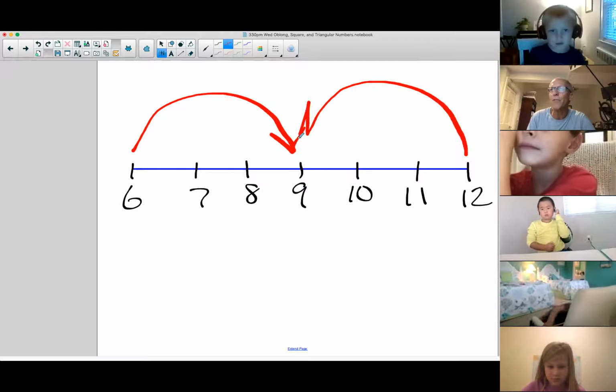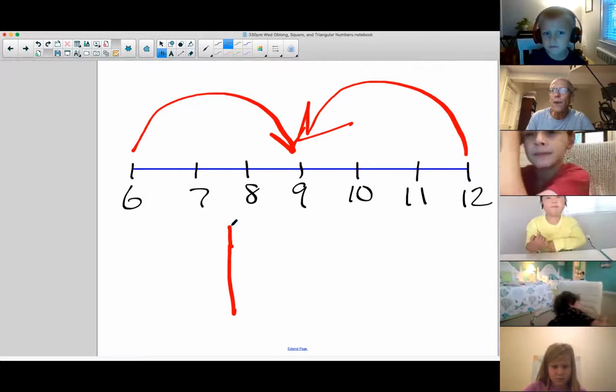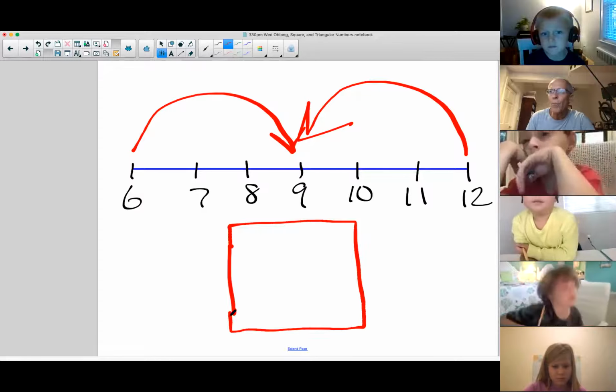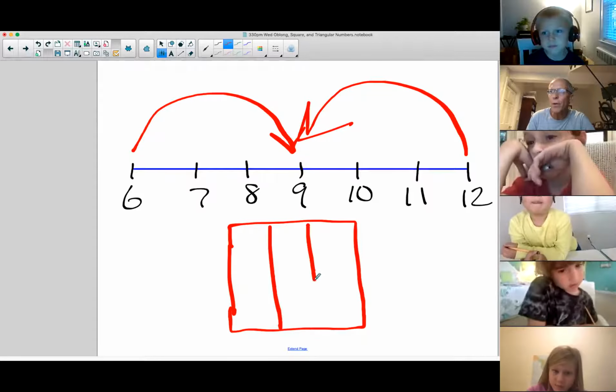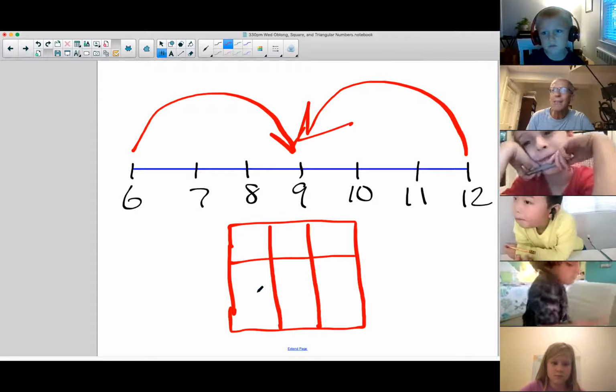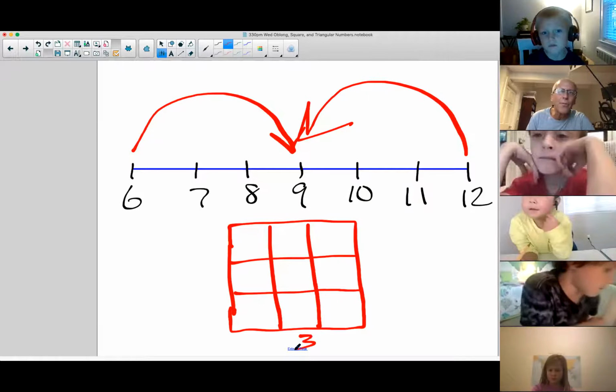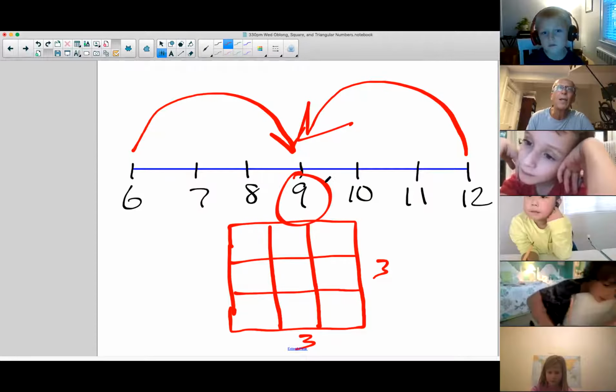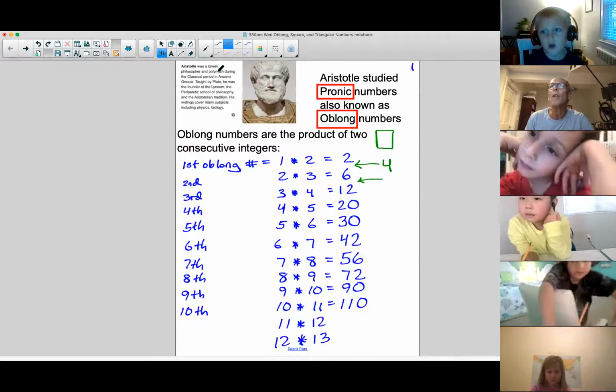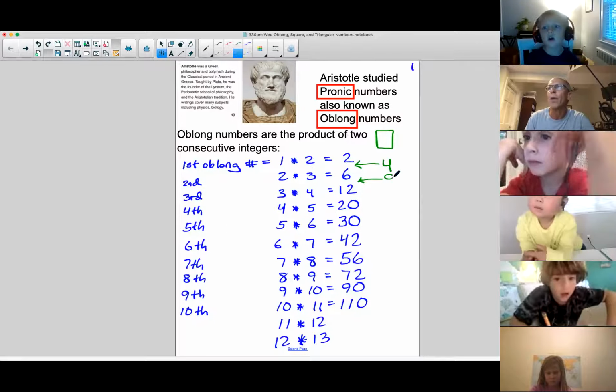Guess what you guys just found? You just found another beautiful square number. Isn't that amazing? A 3 by 3 square is 9. So you found another square number.